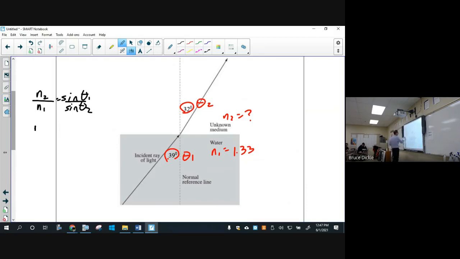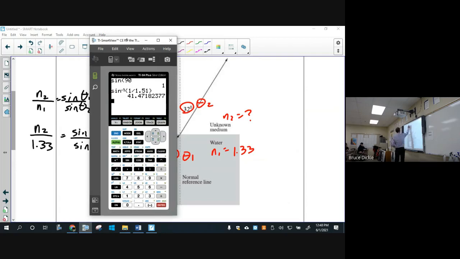N2 is what we're looking for. I like it when what we're looking for is on the top. It makes it easier, I think, at least. N1 is 1.33, sine 39 degrees over sine 32 degrees. I've already checked my calculator to make sure I'm in degree mode.